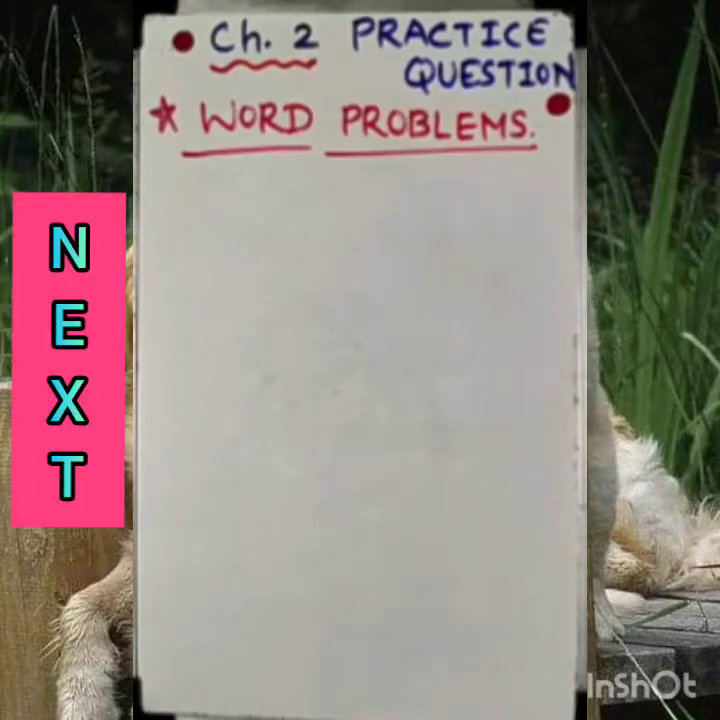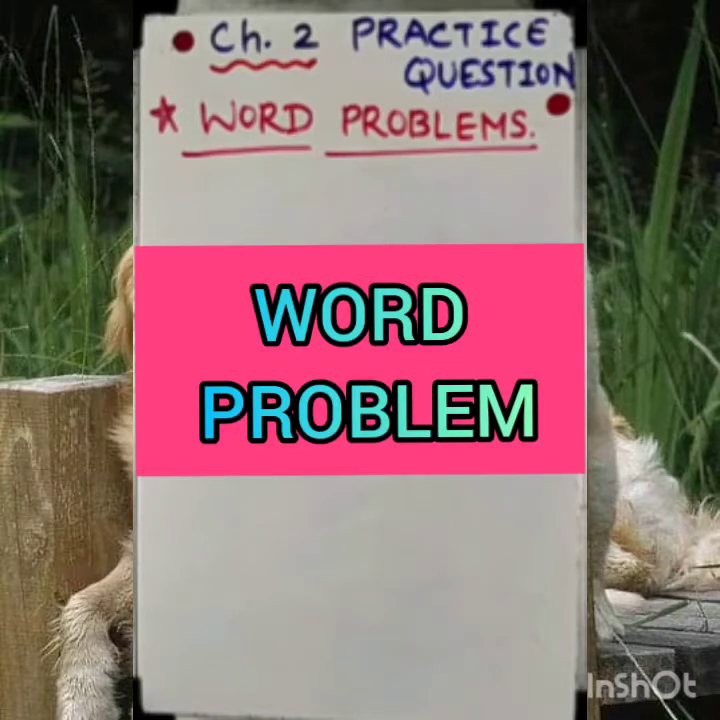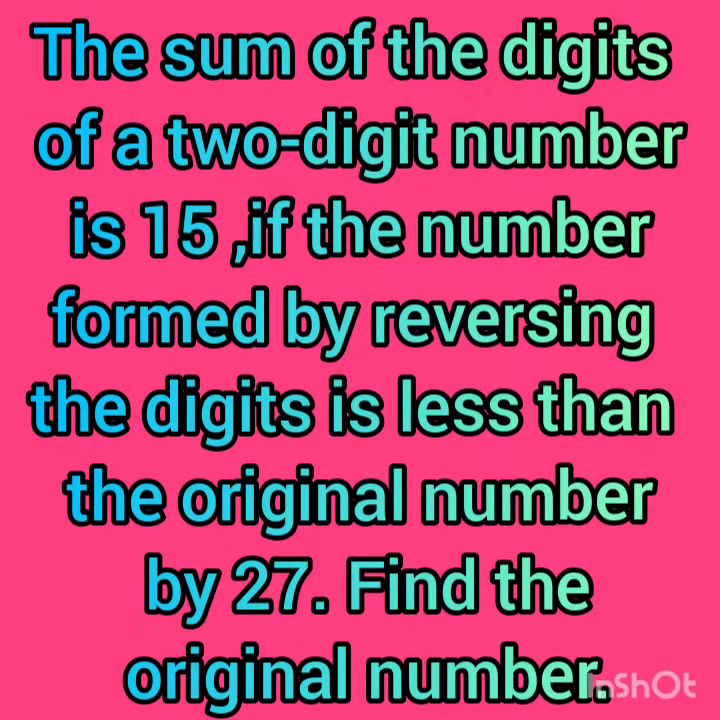Now students, we are taking some word problems of chapter number 2 as a practice question here. One of them is on your screen. The question is, the sum of the digits of a two-digit number is 15. If the number formed by reversing the digits is less than the original number by 27, find the original number. Right? Yes, student, here the number is of two digits.